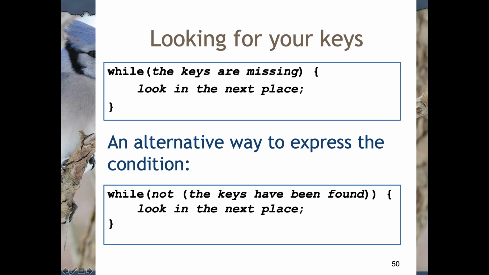But in the initial stage, the keys have been found is false, so not false becomes true, and because the loop's condition is true, we'll go into the body of the loop and look in the next place. And again, the hope is that by looking in the next case, the keys will have been found, and if the keys are found, then when we come around to the condition, not true gives false, and the loop will terminate at that point. So subtle differences between the two ways of expressing this, but we'll see source code examples of how that might work in practice in a searching the collection scenario.